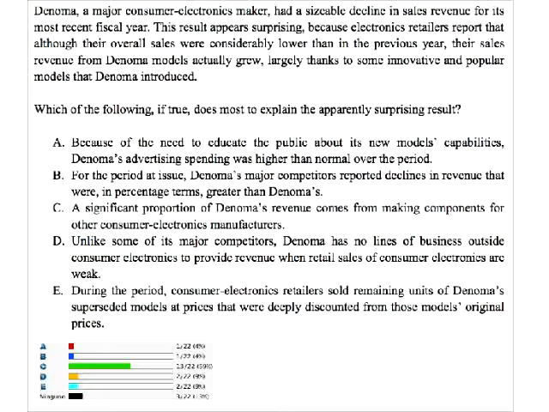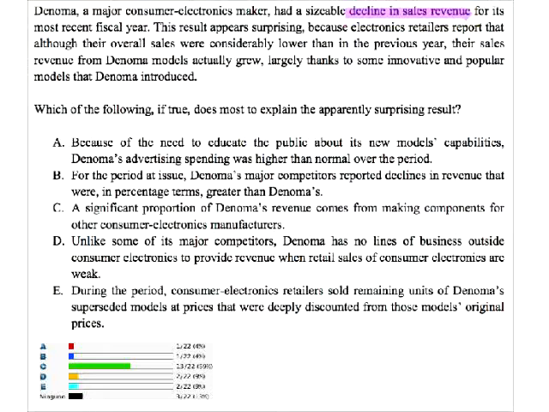So Denoma had a sizable decline in sales revenue. So this is overall sales revenue. The result appears surprising because electronics retailers report that although their overall sales were considerably lower than in the previous year, their sales revenue from Denoma models actually grew.